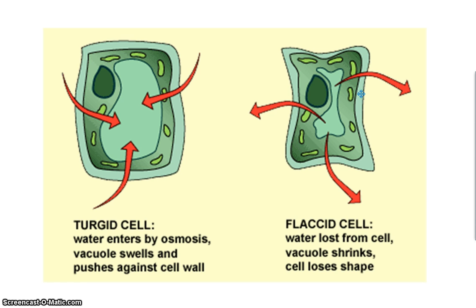So we've just finished talking about the sac-shaped structures of the organelles, the lysosomes and the vacuoles.